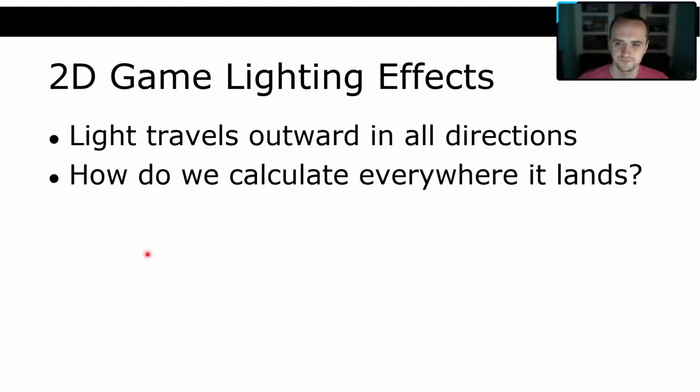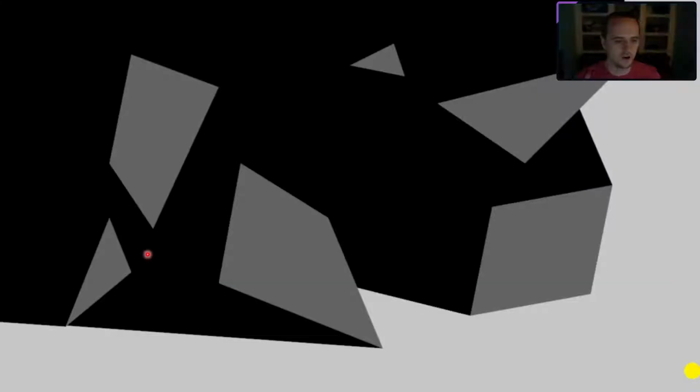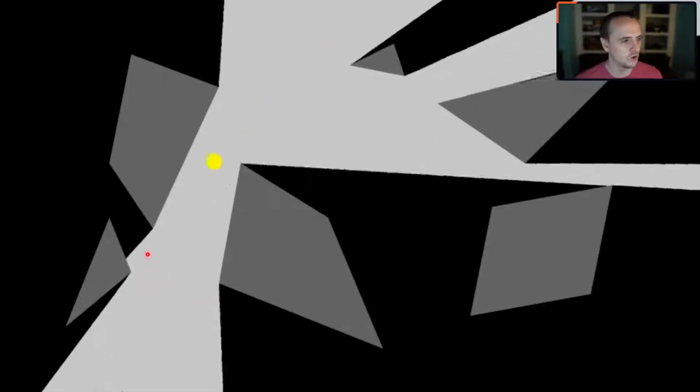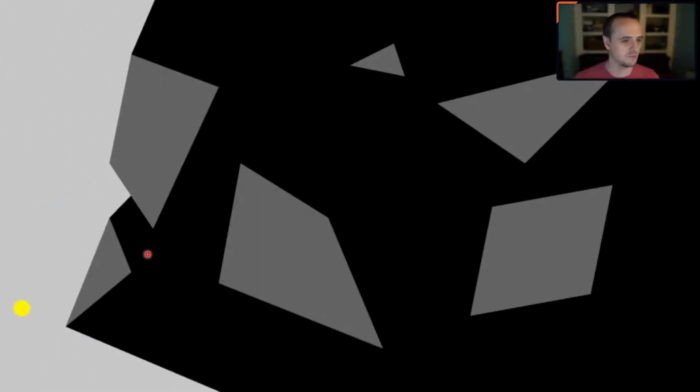All right. What about 2D game lighting effects? Light travels outward in all directions. So remember this? How would I do something like this? Because this looks pretty cool. This would be a cool effect to have in your project or an assignment or something like that.